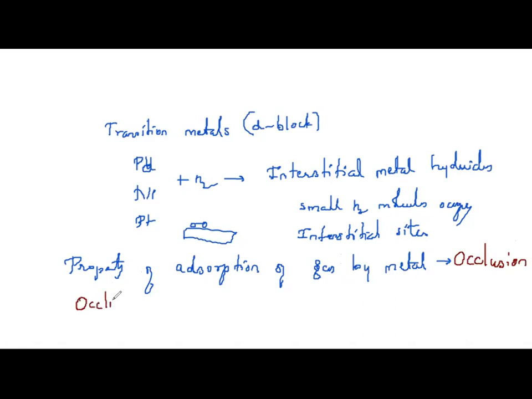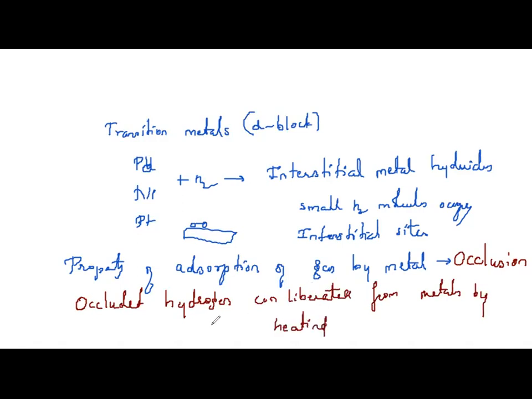So I can call it occluded hydrogen, meaning the hydrogen which has been adsorbed. This occluded hydrogen can be liberated from the metals by heating, not just heating, by strong heating, you can liberate the gas. So occluded hydrogen it is called. It is occlusion, the property of adsorption of gas on a metal.